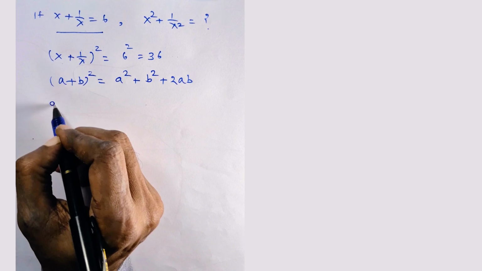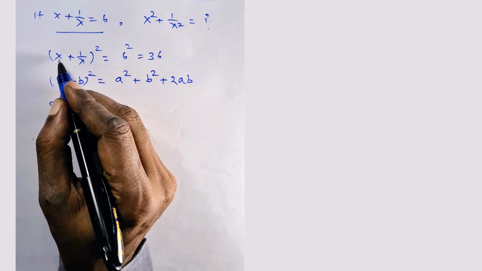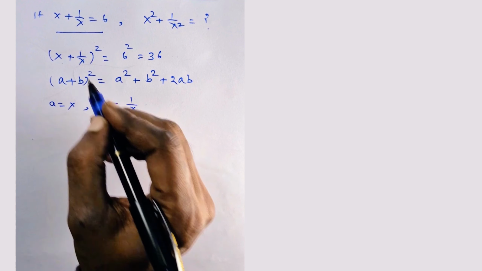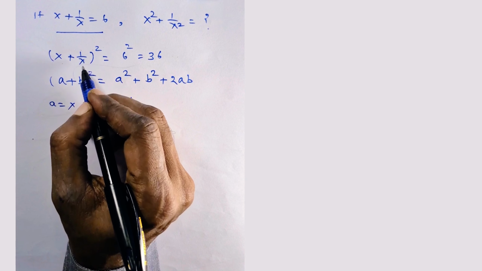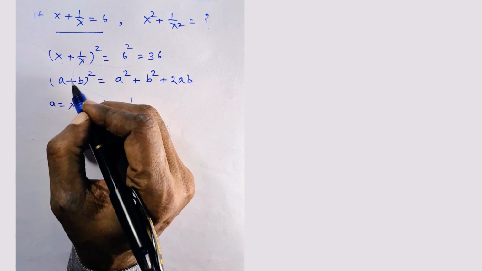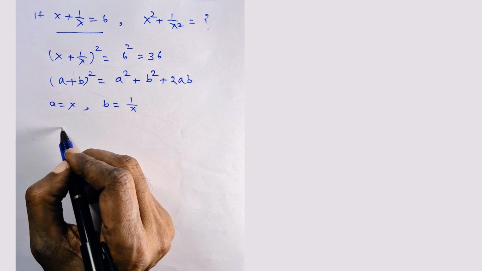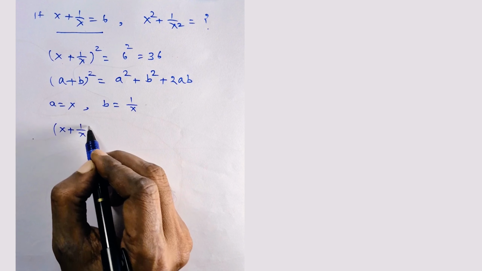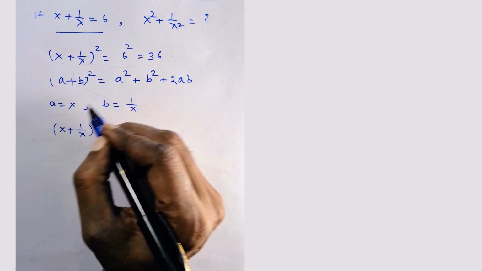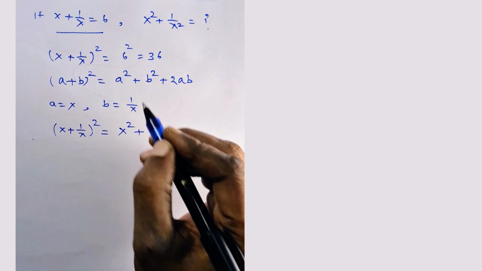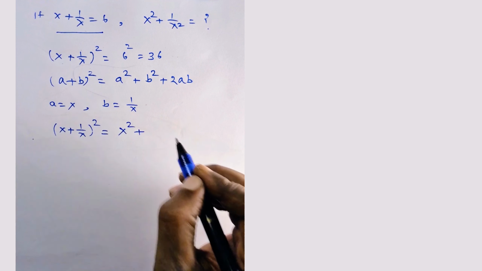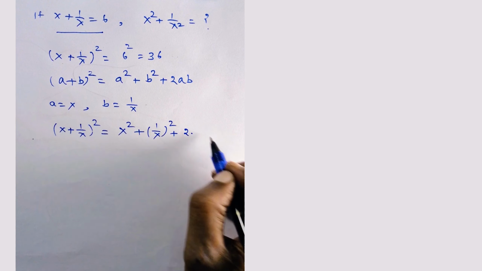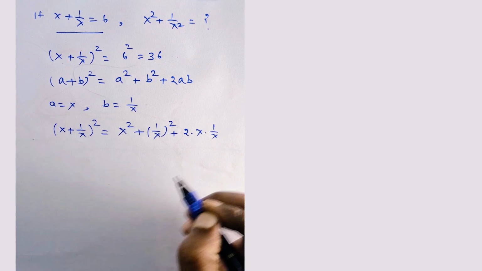Now here we take a is equal to x because here there is x, and b is equal to 1 over x because in place of b here there is 1 upon x. Now we substitute in the formula, we get a means x plus b means 1 over x whole square is equal to a square, and a is x, so x square, plus b square, b is 1 over x whole square, plus twice a means x and b means 1 over x.